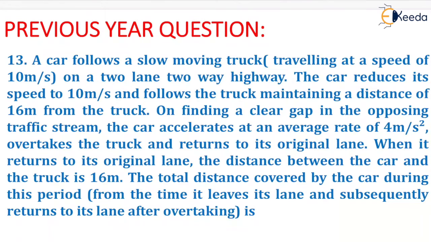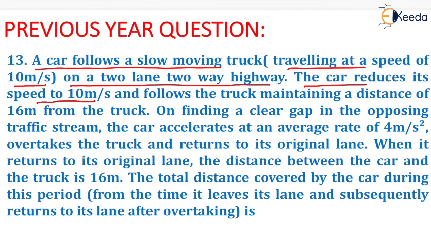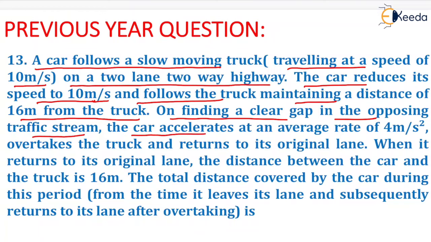The question is given as: a car follows a slow moving truck traveling at a speed of 10 meter per second on a two-lane two-way highway. The car reduces its speed to 10 meter per second and follows the truck maintaining a distance of 16 meter from the truck. On finding a clear gap in the opposing traffic stream, the car accelerates at an average rate of 4 meter per second square, overtakes the truck and returns to its original lane.